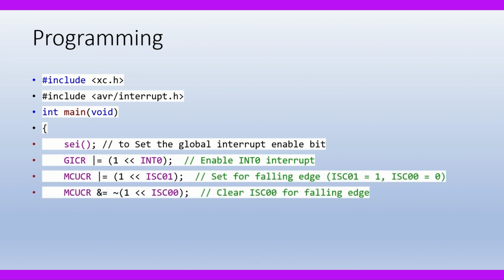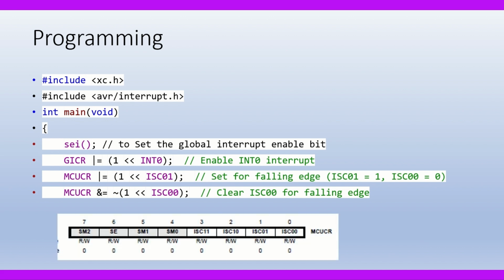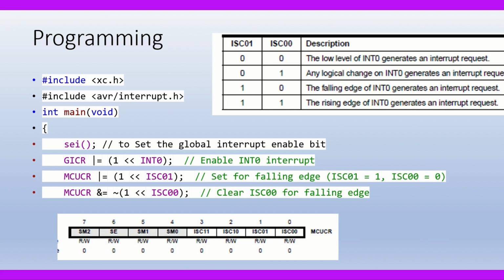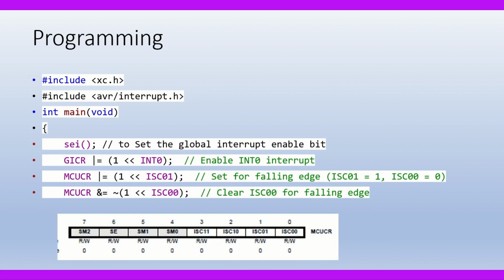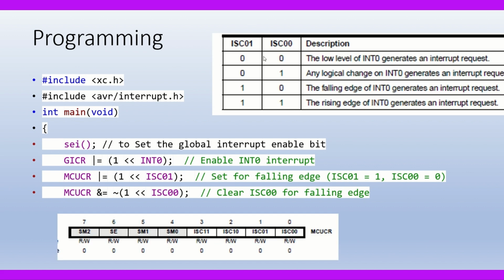After that we have to set the signal level for the interrupt. We have four different possible options: 0 0, 0 1, 1 0 and 1 1. If we configure ISC00 and ISC01 to 00, the low level of INT0 generates an interrupt request. For the 01 configuration, any logic change on INT0 generates an interrupt request. For 10, the falling edge of INT0 generates an interrupt request. And for 11, the rising edge of INT0 generates an interrupt request.